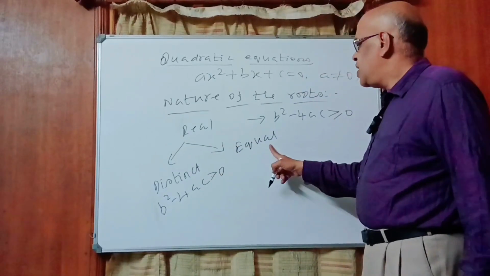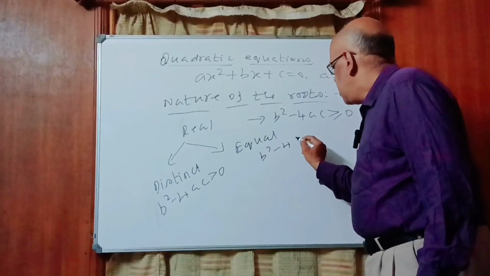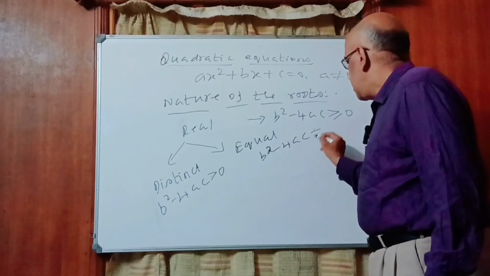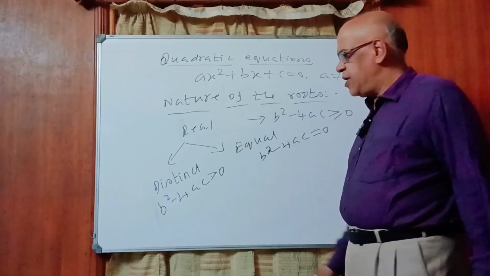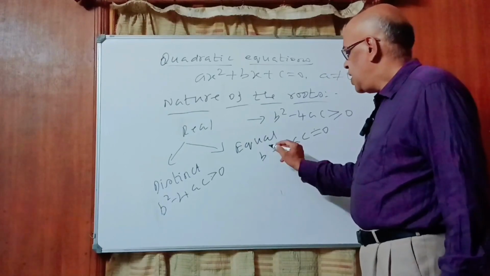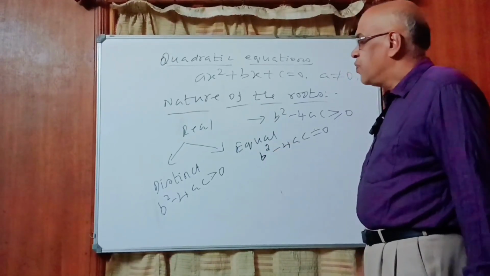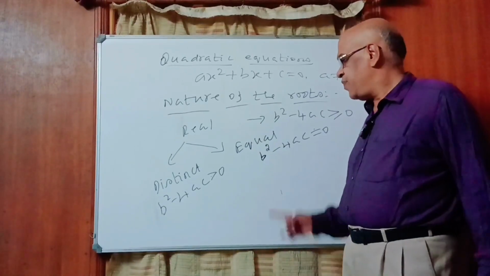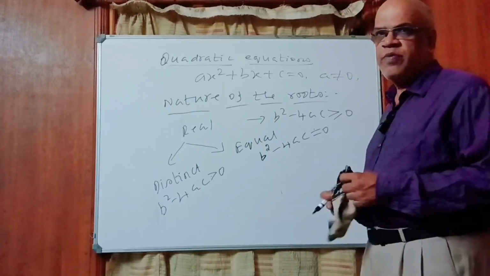When do you say roots are real and equal? b square minus 4ac is equal to 0, children. We say roots are real, exist, and they are equal when b square minus 4ac is equal to 0. b square minus 4ac greater than 0, roots are real and distinct. Distinct means different. Real roots are equal, children. That's it about this topic.